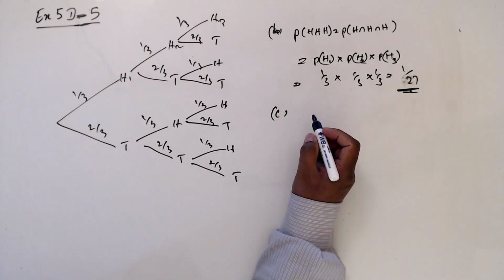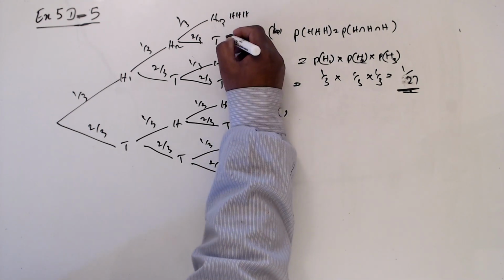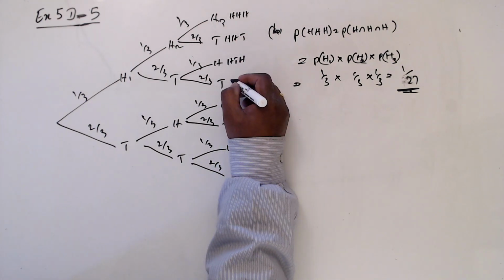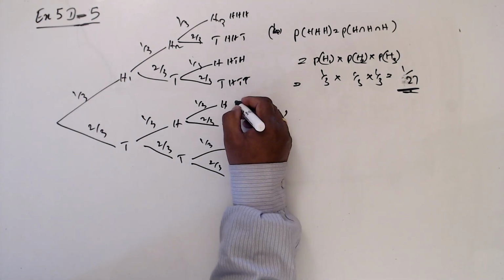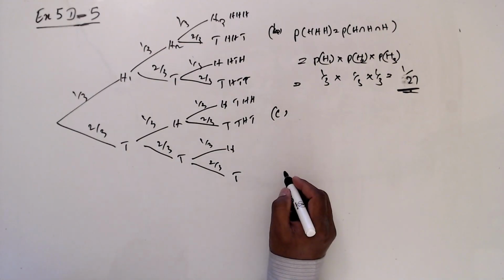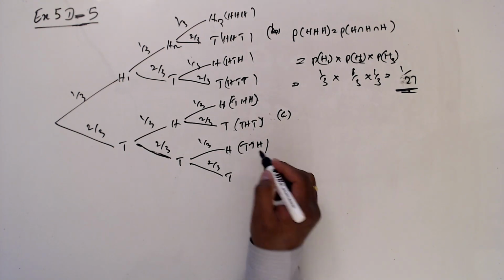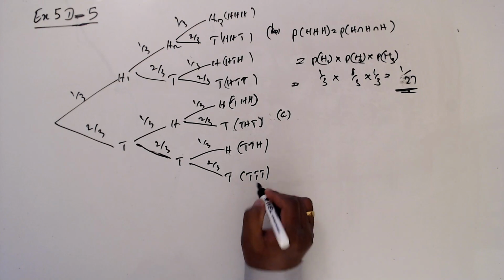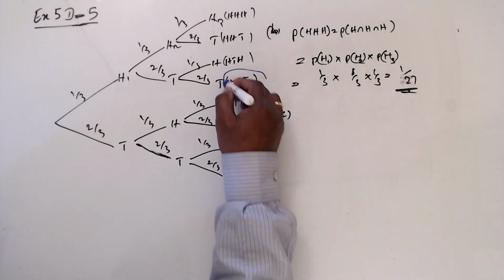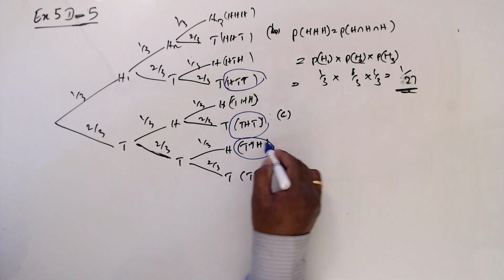Only one. So we can see that this is H, H, H, H, H, T, H, T, H, H, T, T, T, H, H, T, H, T, T, T, H, and this is T, T, T. So once we can see, this one has one head, and this is also one head, and this is also one.